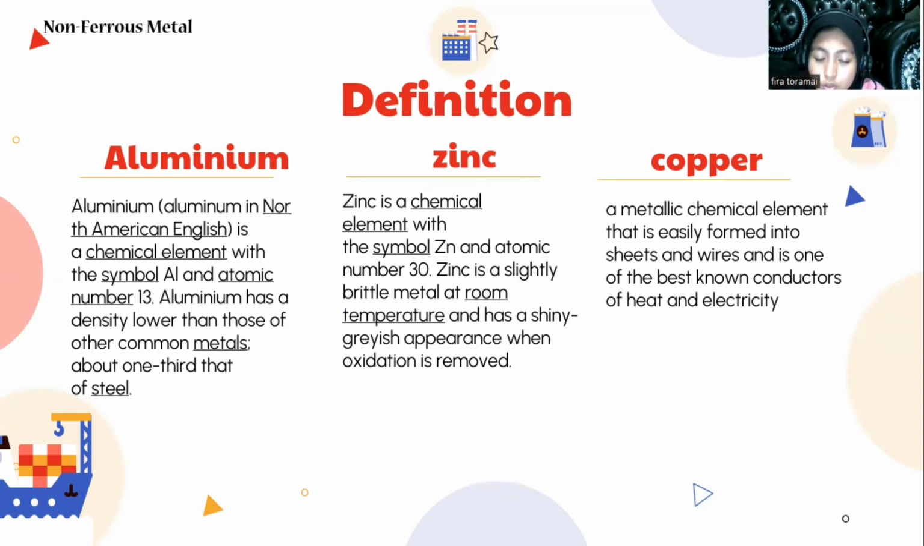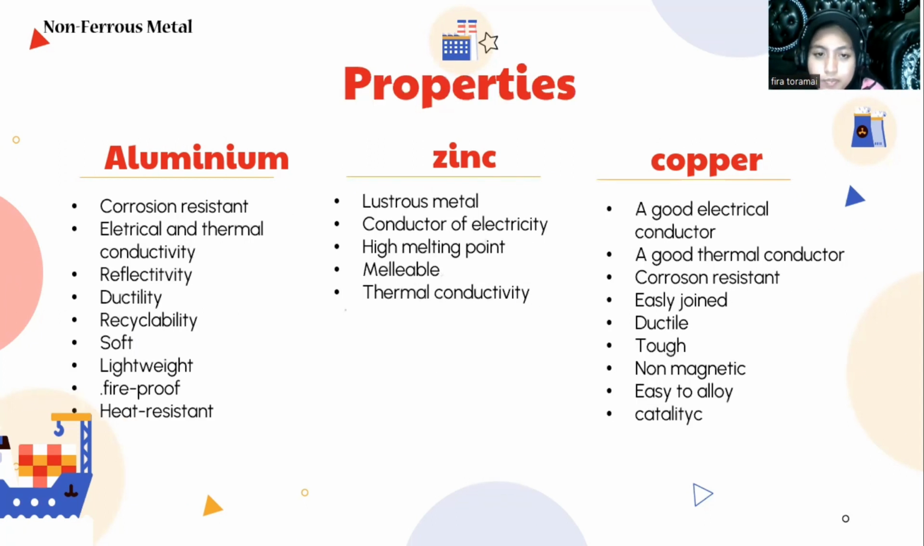Zinc is a thick, brittle metal at room temperature and has a shiny, greyish appearance when oxidized. And copper is a metallic chemical element that is easily formed into sheets and wires, and is one of the best known conductors of heat and electricity.